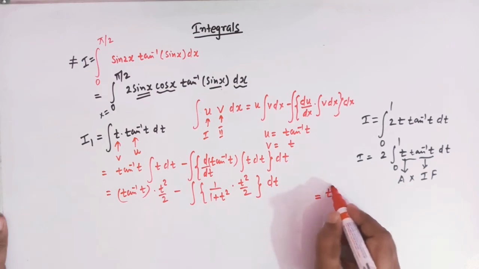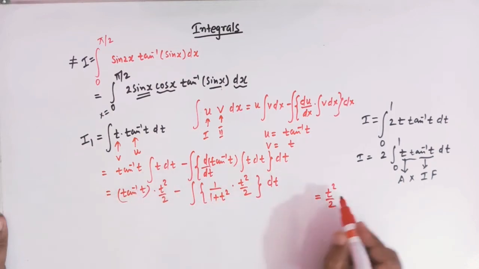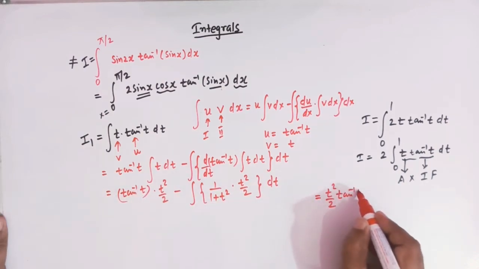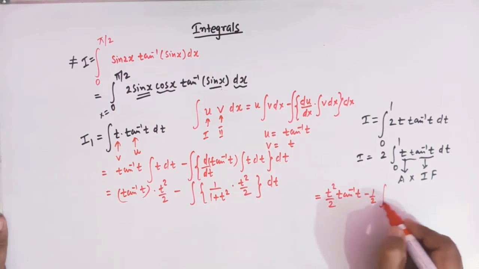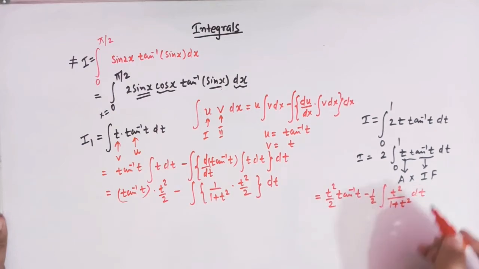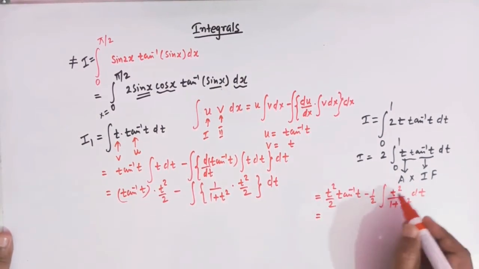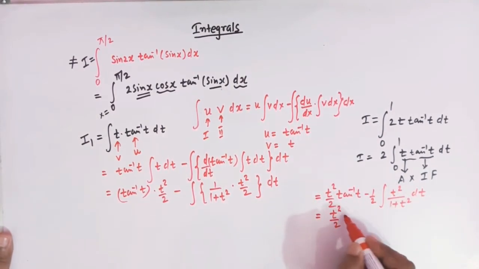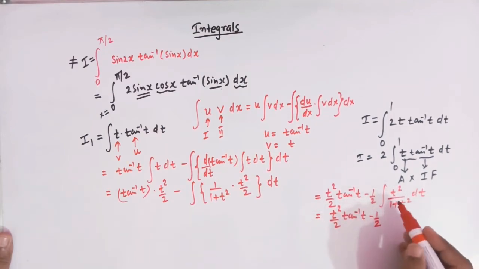So we have t square over 2. We can take this term in front of tan inverse t. So here we have t square over 2 tan inverse t minus, we can take half outside, then we have the integral of t square over 1 plus t square dt, right? Now we have to integrate this term. This is a simple integral, and here in the numerator we have t square, and in the denominator we have 1 plus t square.